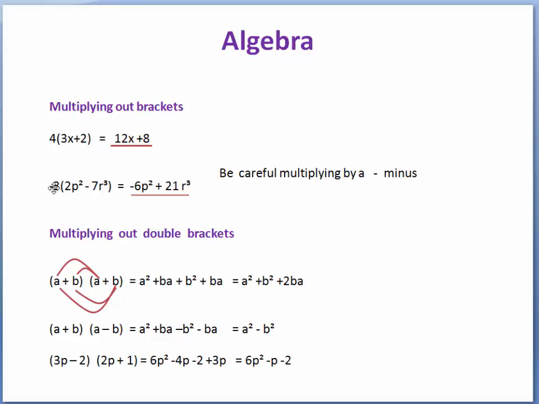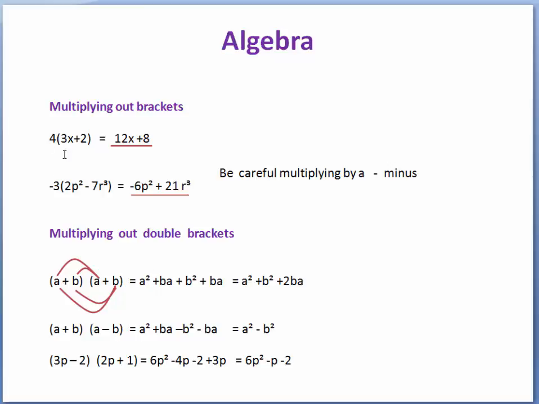Here we've got a minus 3, a minus outside the bracket. When we multiply by a minus or a plus inside the bracket, it changes the sign. So we've got to be careful of that. So minus 3 multiplied by 2p squared gives us minus 6p squared. Minus 3 multiplied by minus 7r cubed, change the sign, plus 21r cubed.